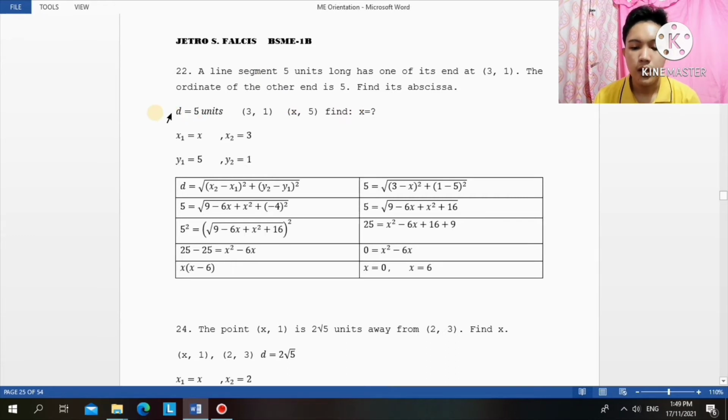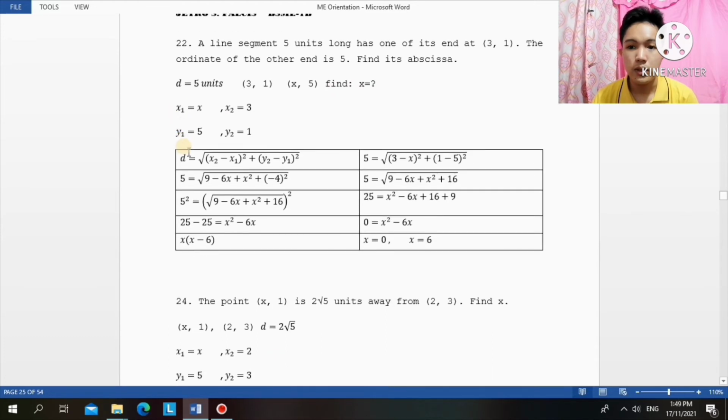So our given is d equals 5 units. Then its coordinates are (3, 1) and (x, 5). So x is unknown, so let's find its abscissa. So x sub 1 is equal to 1, y sub 1 is equal to 5, x sub 2 will be 3, and y sub 2 is equal to 1. So let's find the value of x.